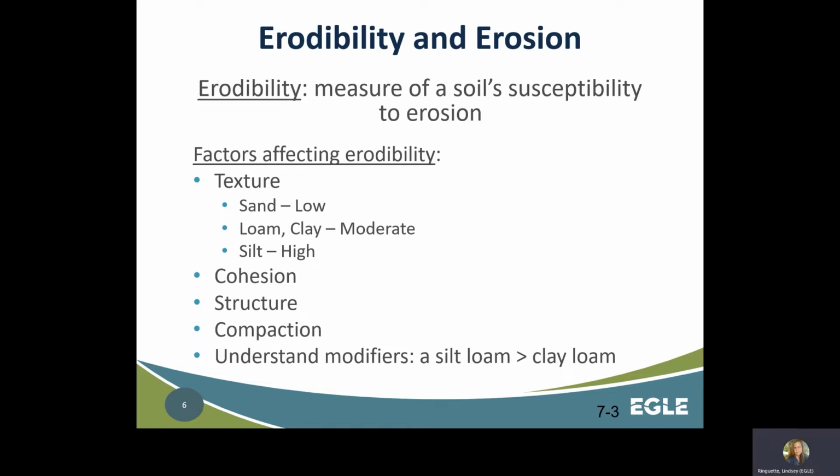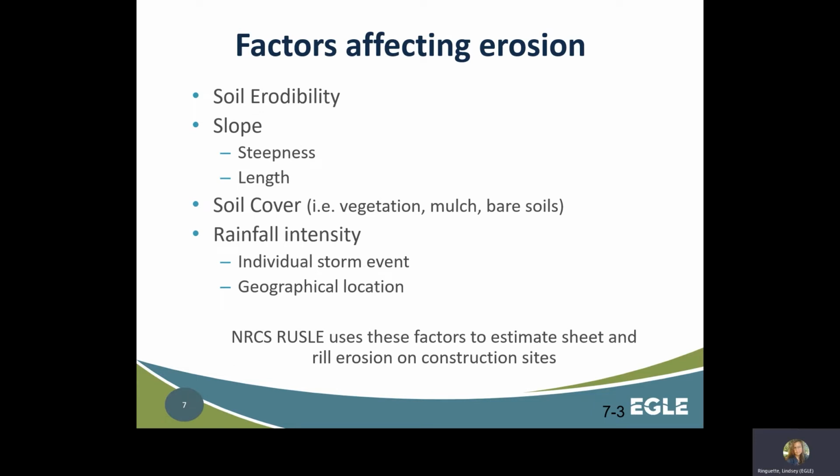Remember that there are modifiers such as silt loam and clay loam. A silt loam contains more silt than loam, and a clay loam contains more clay than loam. Therefore, a silt loam has a greater erodibility than a clay loam, as clay particles stick together better. We just discussed the factors that affect a soil's erodibility. Now we will discuss the factors that affect erosion, which is slightly different.